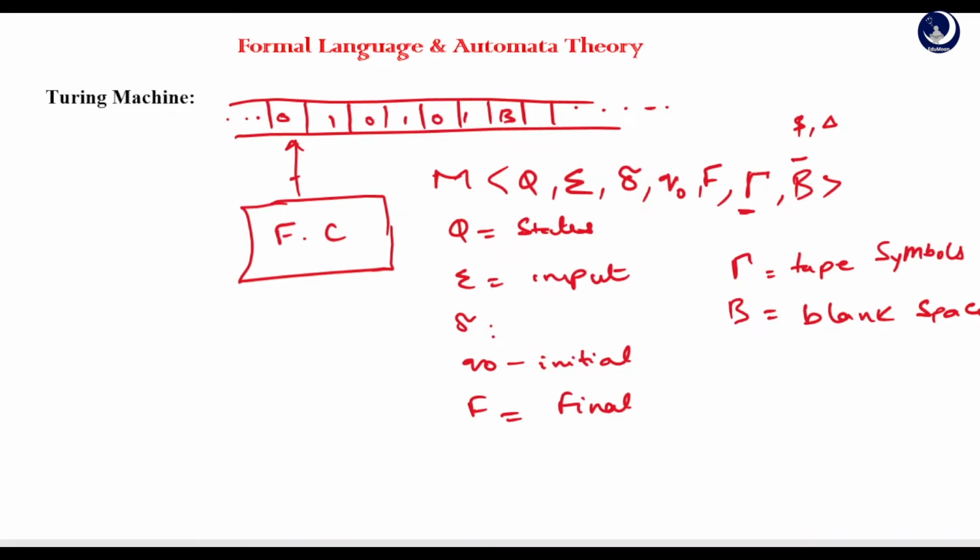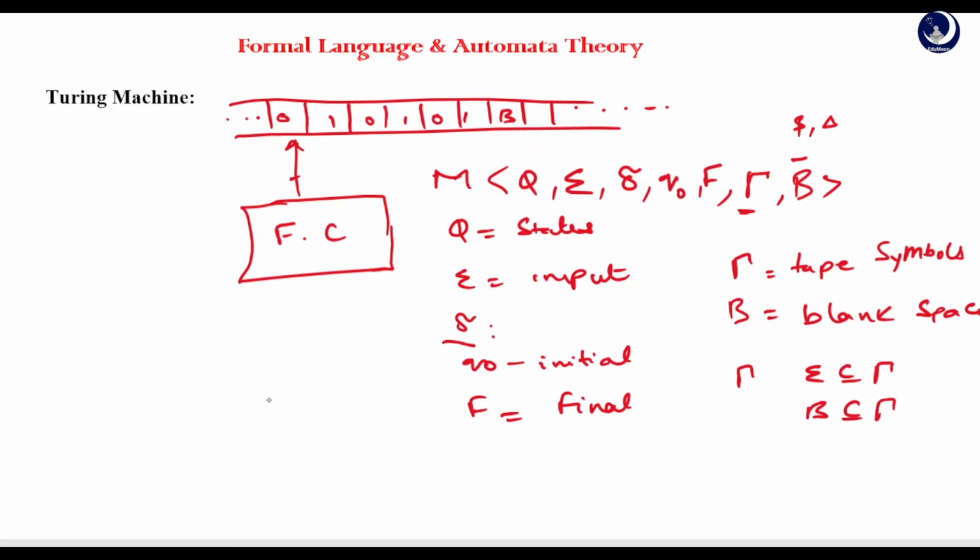Coming to the important one, that is the delta transition. First of all, the tape symbols also contain the input symbols, and the blank space is also a subset of the tape symbols. So you can write that sigma is a subset of the tape symbols, as well as the blank space is also a subset of the tape symbols.